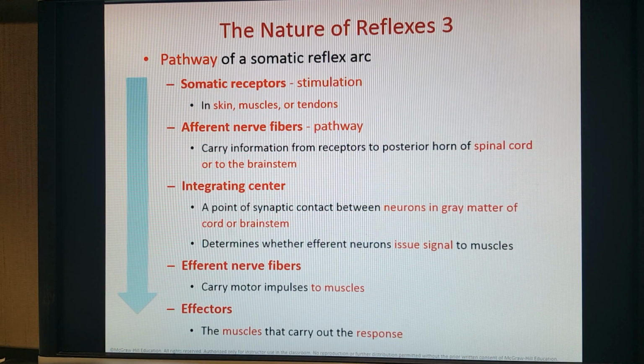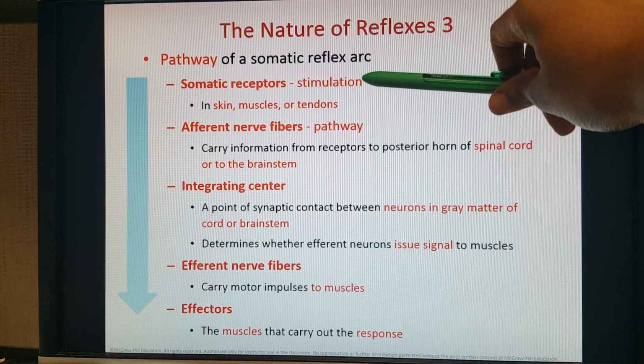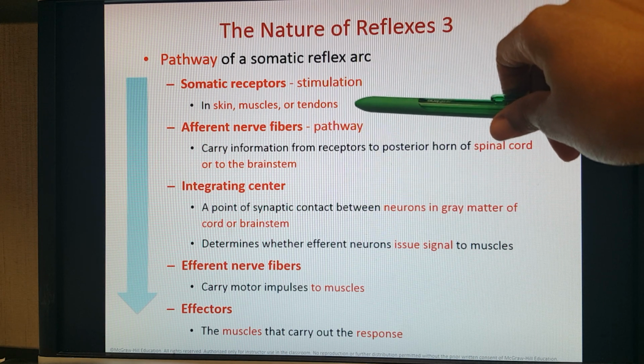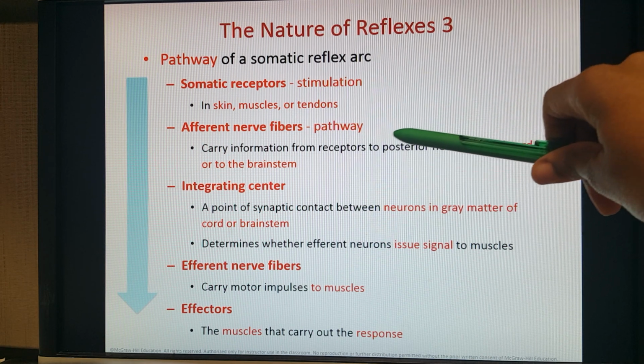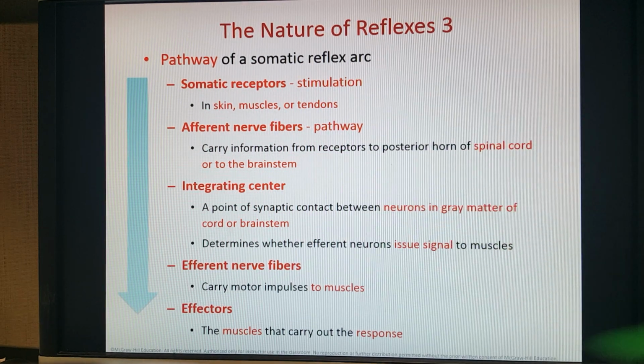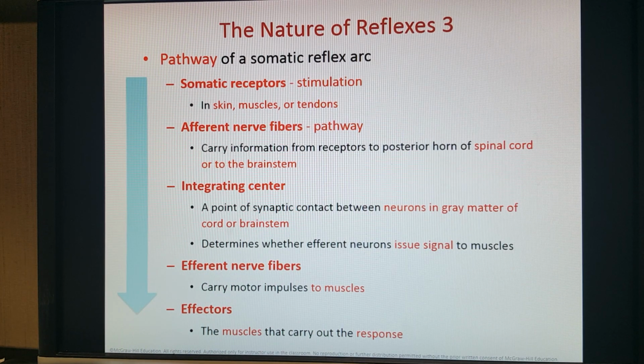So there's a generic pattern for a somatic reflex arc. Our somatic receptors are the ones that are going to receive the stimulation. These are found in your skin, muscles, and tendons. These receptors will send that information along afferent nerve fibers to your spinal cord, or brainstem if it's up in the head and neck region. Brainstem or spinal cord, those are your integrating centers. These are going to take that sensory information and decide on the appropriate action.